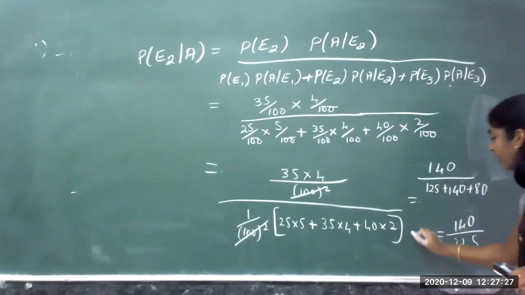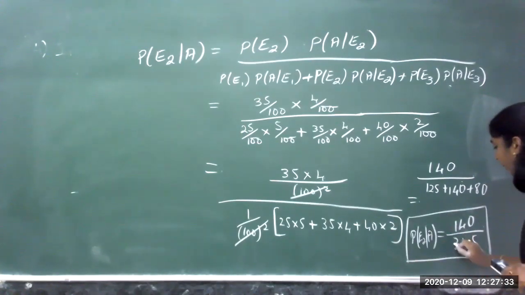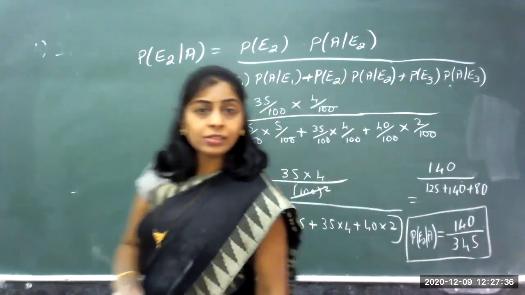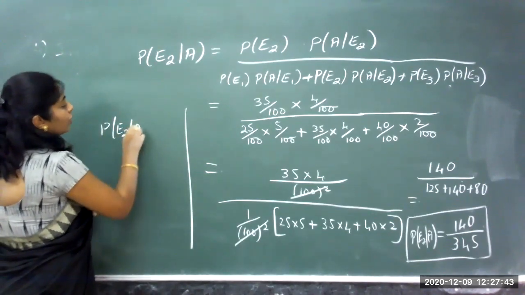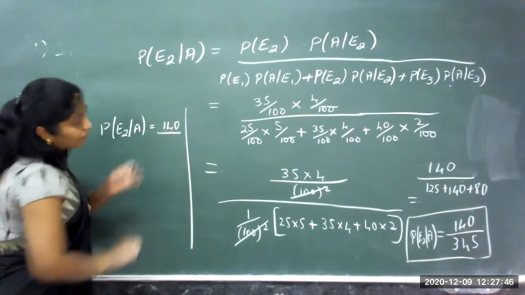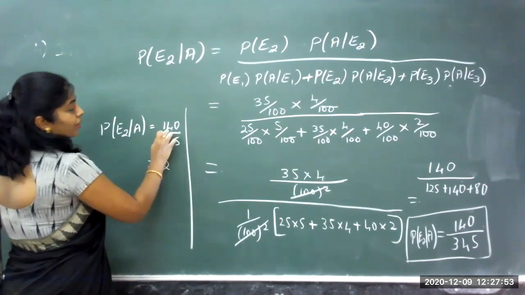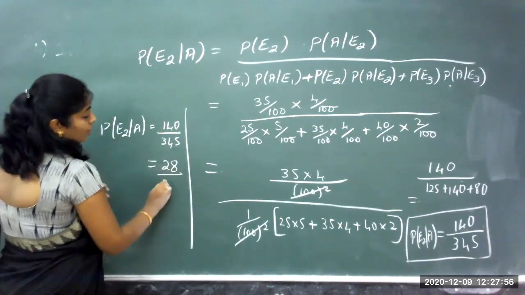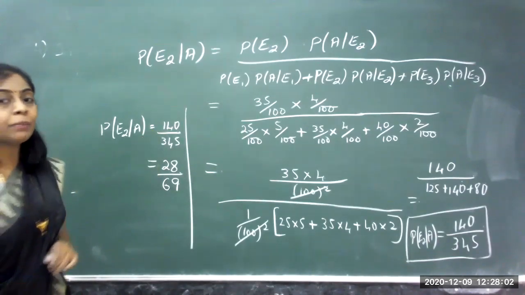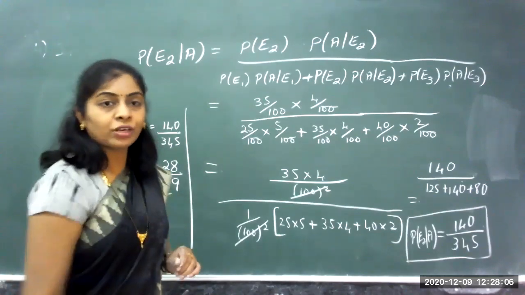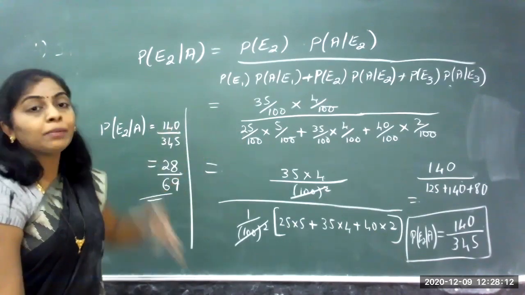So the probability of choosing from machine 2 a defective bolt is 140 by 345. It can be simplified further, since both are divisible by 5. Dividing by 5, we get 28 by 69. I'll change it to decimal form. So this is how we find the probability that a defective bolt is from machine 2 using Bayes' theorem.